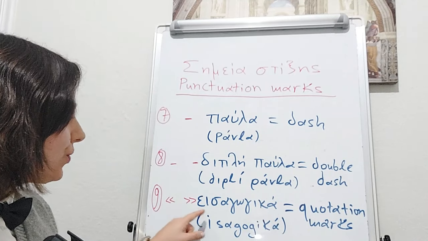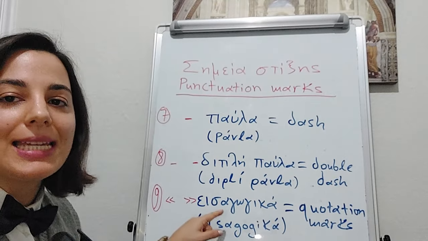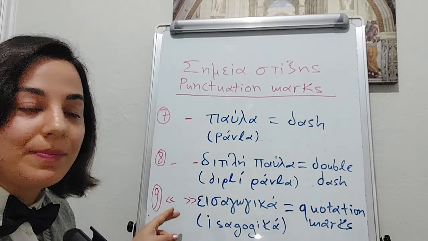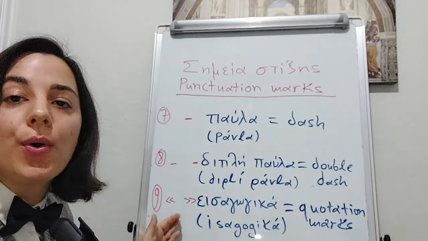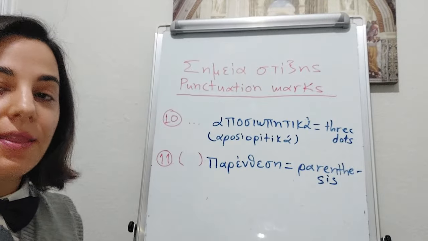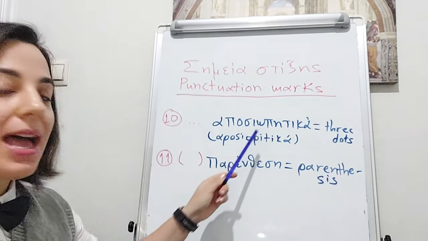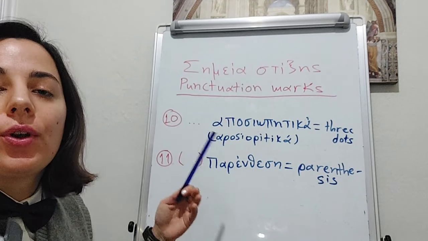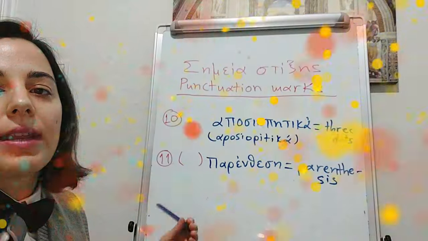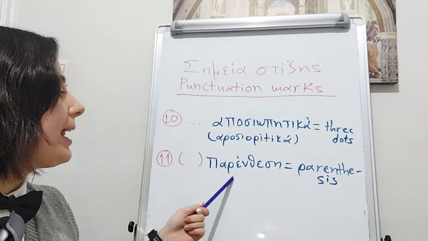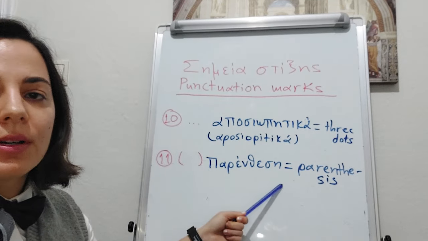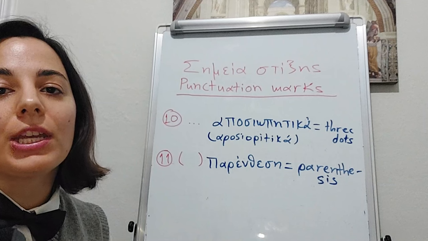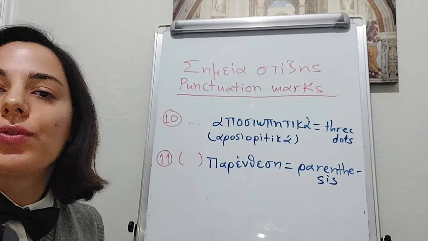And pay attention to this word, εισαγωγικά, quotation marks, that are different from those in English. You use them when you want to refer to a title of a book, or to quote someone's words. And then we have αποσιωπητικά, three dots that we use to not say something. And last but not least is παρένθεση, a very simple word in English, parenthesis. Now let's see how we can use these punctuation marks next to the words.